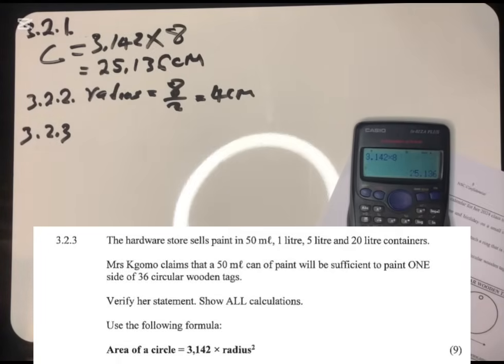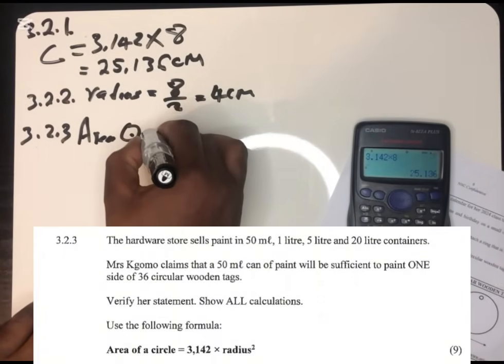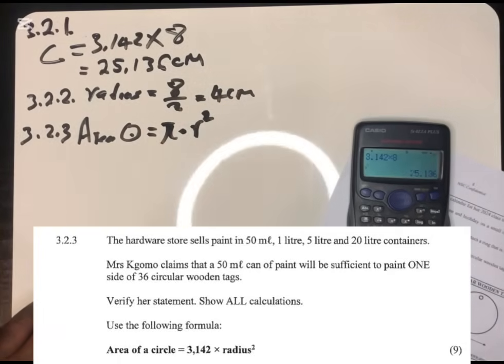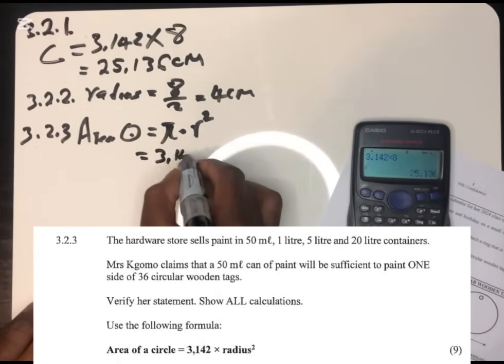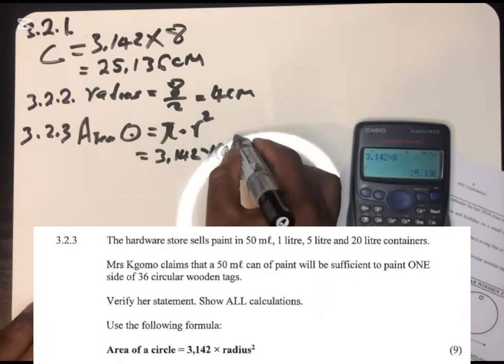So if you can see here, we need to check if her claim is correct or not. So let's check her claim. Let's look at the area of a circle. How do we calculate the area of this entire circle? The area of a circle is given by pi multiplied by radius squared. I believe you still remember this equation. So our pi in this case is 3.142 multiplied by the radius. We calculated the radius to be 4, squared.